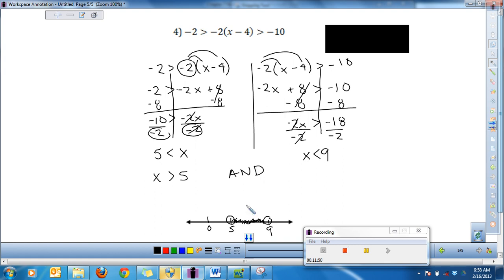Alright, there's how to solve compound inequalities. Write down any questions that you might have, and be sure to come to class ready to practice.